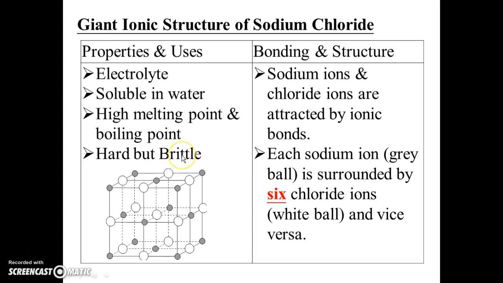That is a little bit different from giant covalent structures, which are hard but not brittle. This is a typical model of sodium chloride, but not all ionic compounds have this kind of structure. For example, cesium chloride has another structure. You may refer to the notes of chapter 7.